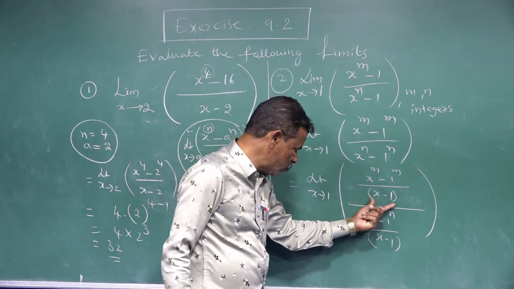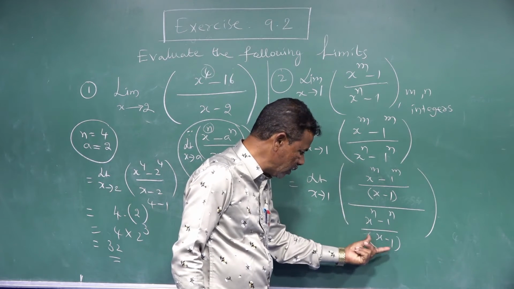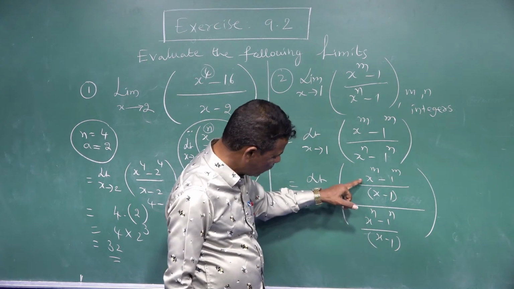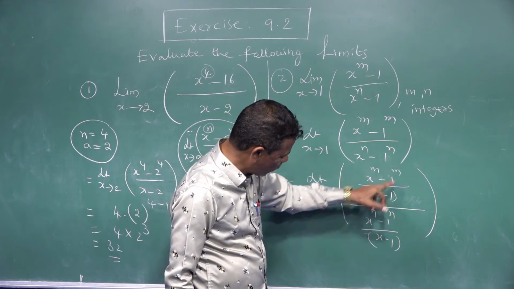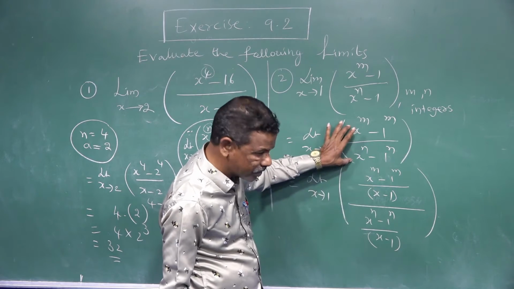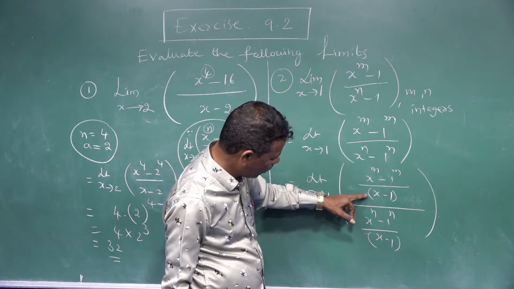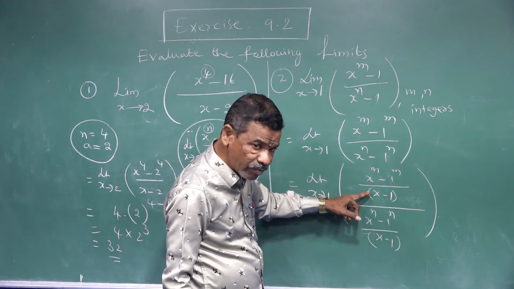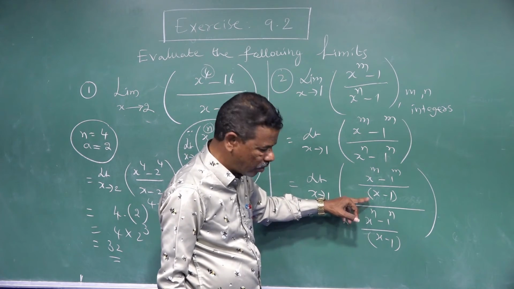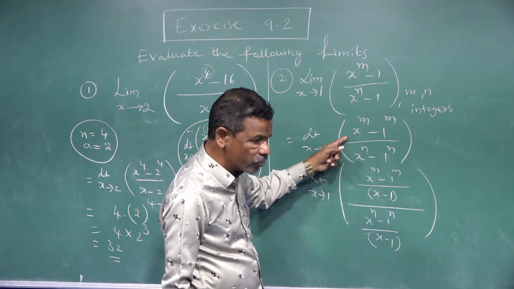So this x minus 1 denominator, here also x minus 1 denominator, both are cancelled. Then x power of m minus 1 power of m, x power of n minus 1 power of n, these two terms remain as they are. So change the denominators. That means multiplying and dividing. This is multiplication, this is the division. Both are cancelled, but it is equal to this one.